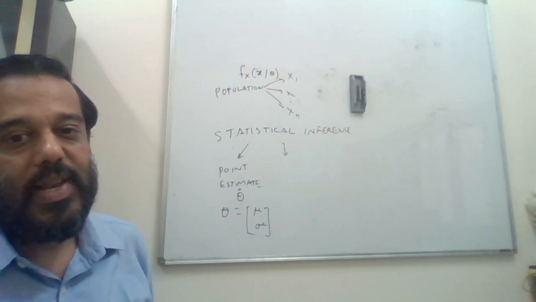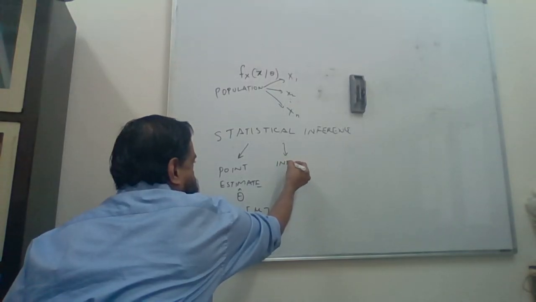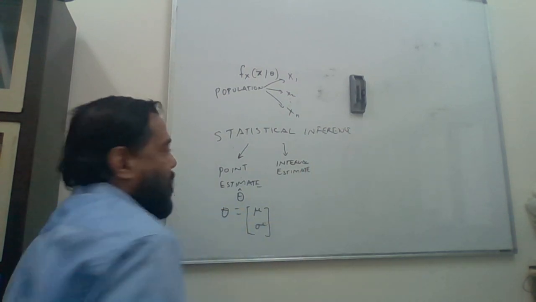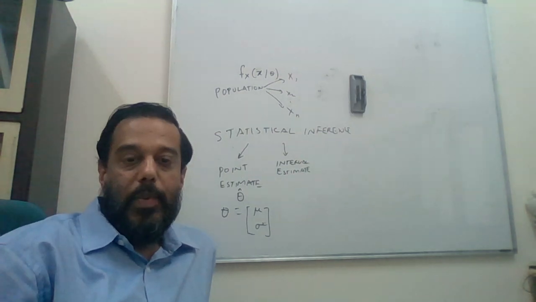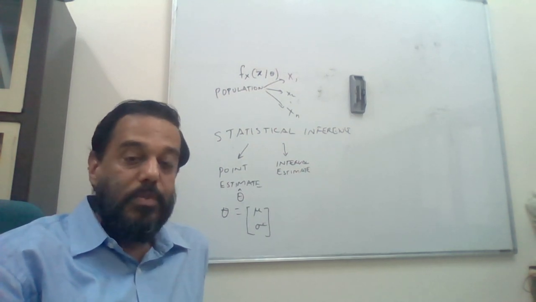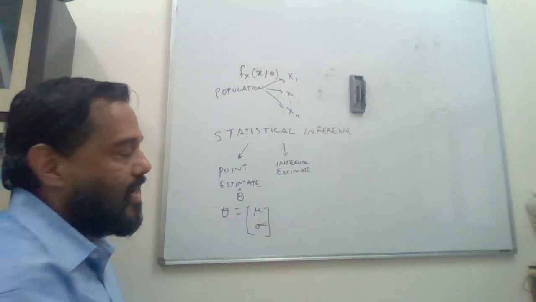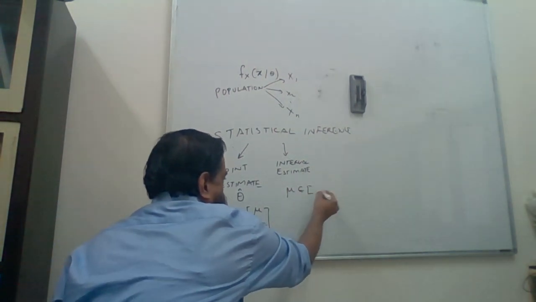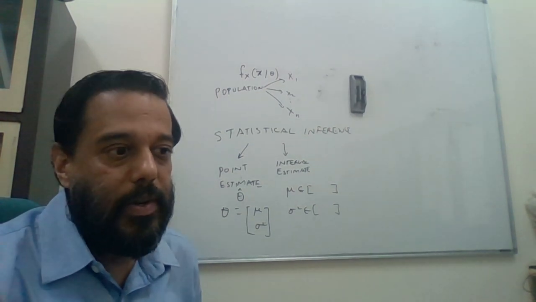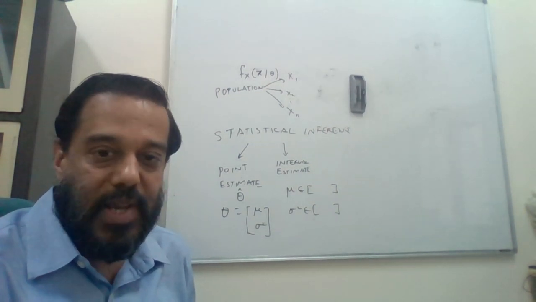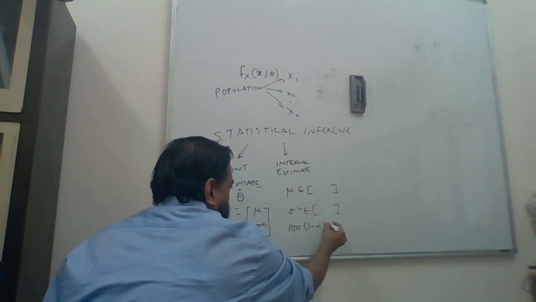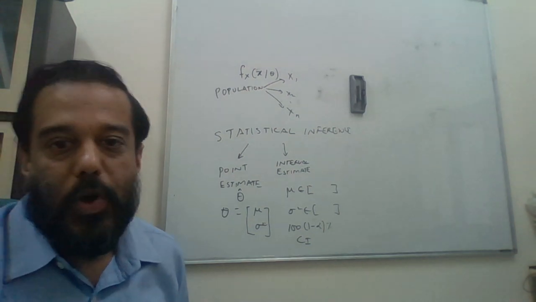Then we started looking at interval estimates. Okay, so in this case, I should be able to give you an estimate of mu and sigma square in terms of an interval. So I should be able to give you a set, and be able to tell you that mu lies in that interval, and I'll ascribe to that interval a certain confidence level. So we'll call them confidence intervals.